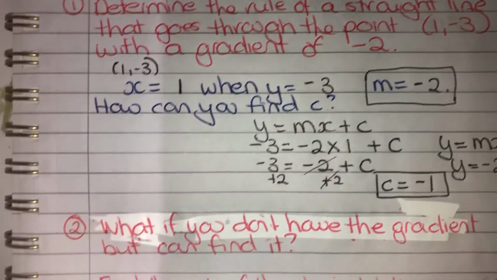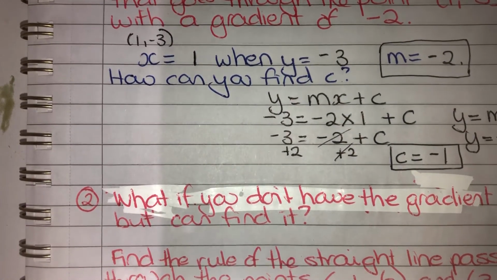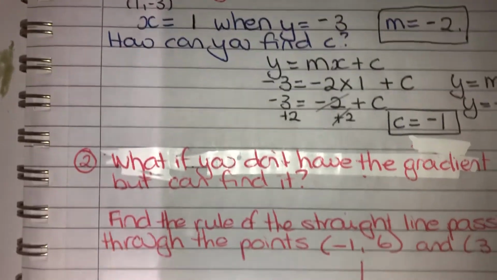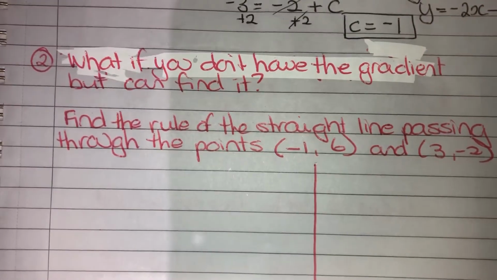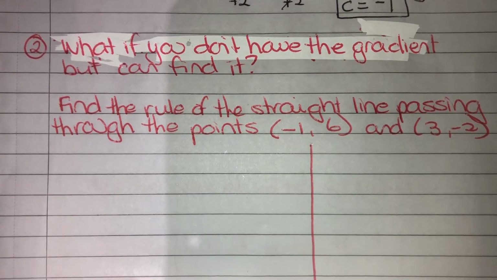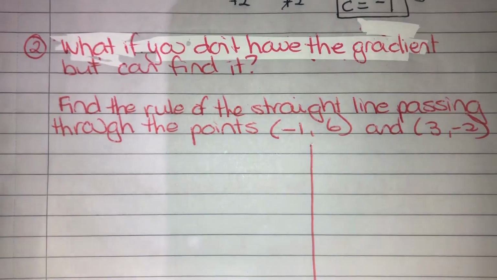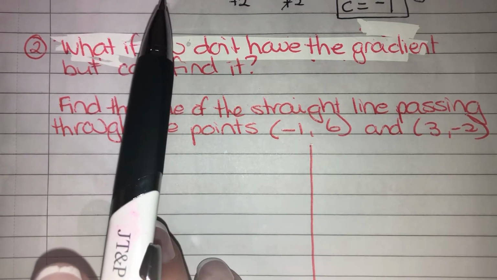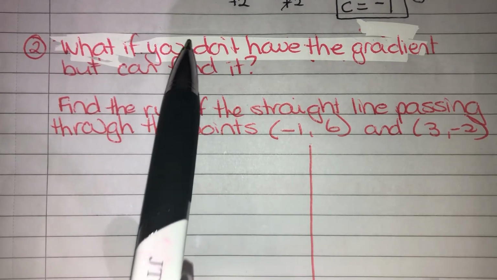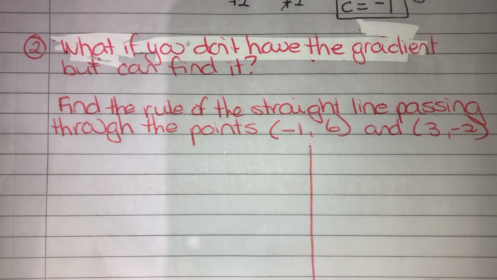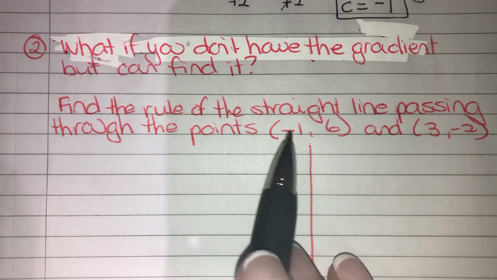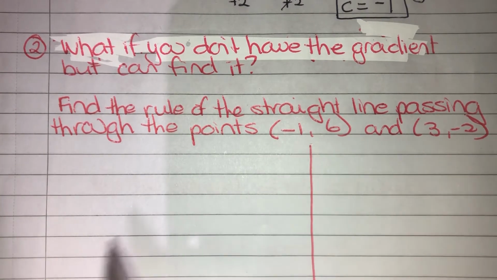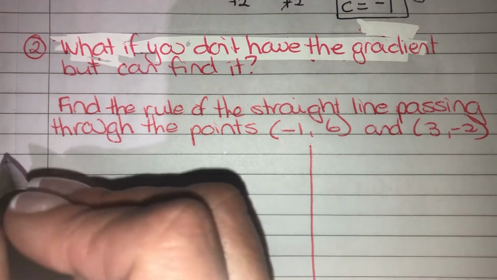Okay, what if you don't have the gradient? In fact, this will happen if you're given 2 points. So find the rule of the straight line passing through 2 points. So think about what we've done. The first one, you got the gradient and y-intercept, you just put it in. The second one, you have a point and the gradient. So if you put that all in, you can get c, then you just put it into your equation. This time, we've got 2 points. So we use the formula we did last time.